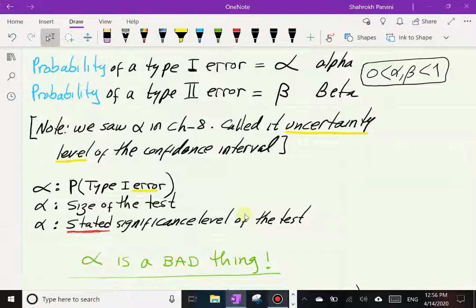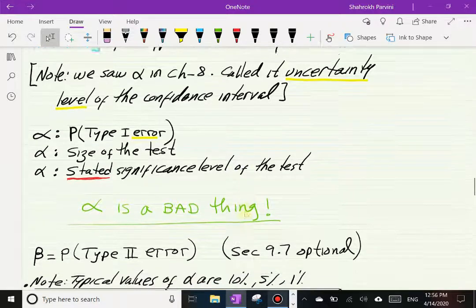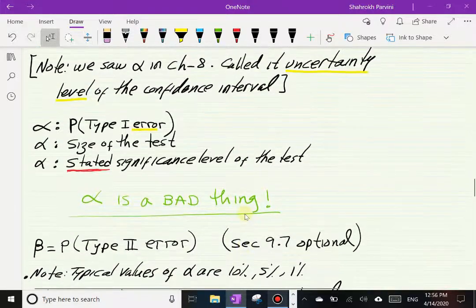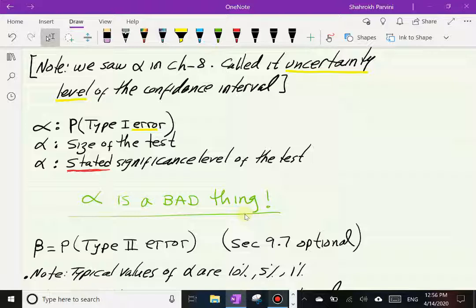Alpha is a bad thing for us, and a bad thing we don't like, we want to minimize. The typical values of alpha are 10%, 5%, 1%. And the same numbers go with beta, by the way.